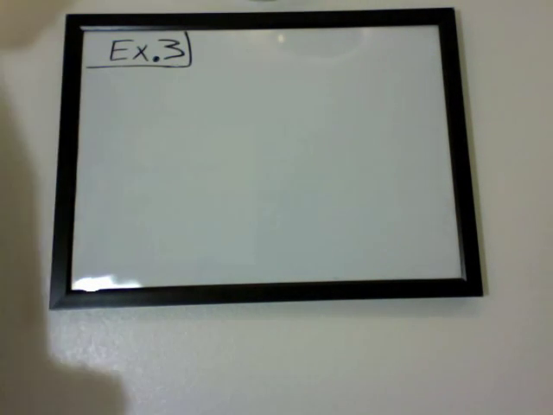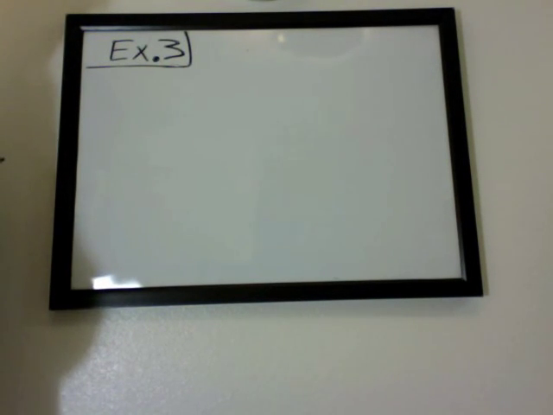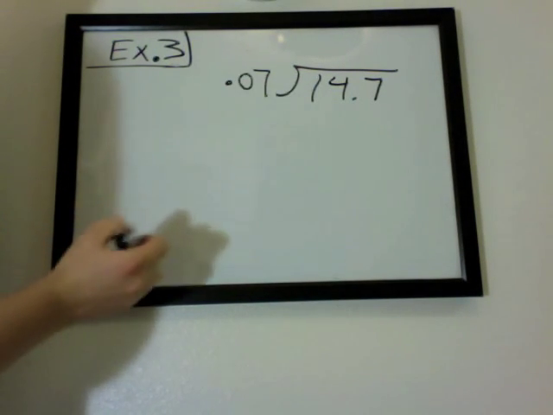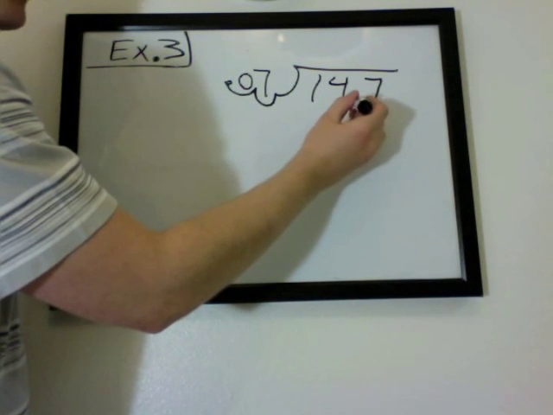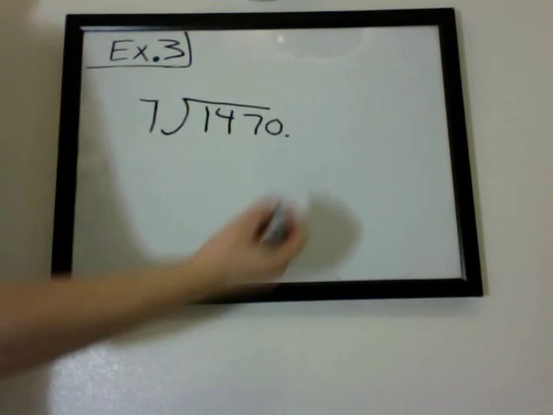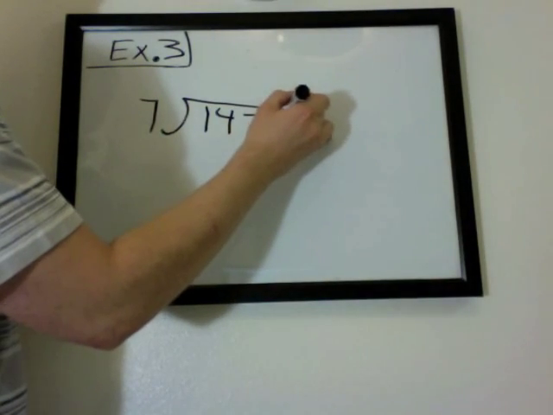Example number 3, almost like the second one, but we have 14.7 divided by 0.07. In this case, we would have to move this decimal over 2 places. And since we do that, we have to move this decimal over 2 places. So our new division problem looks something like this, with the decimal over here. So bring up the decimal.